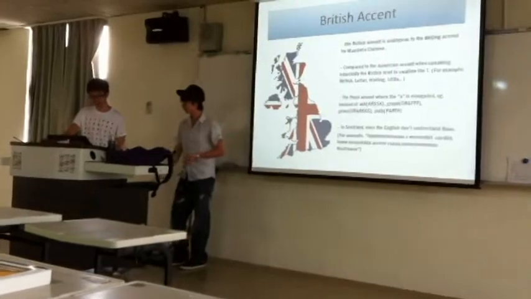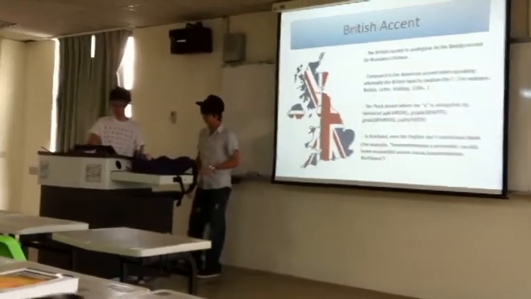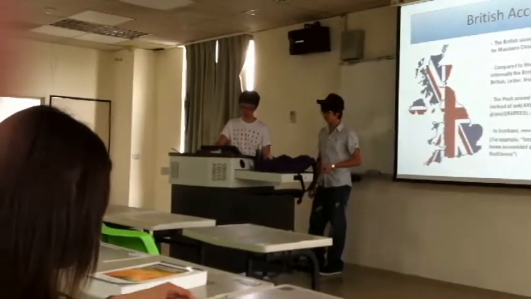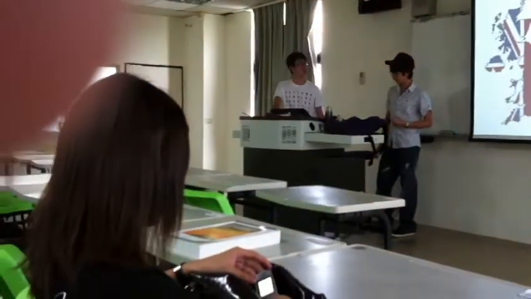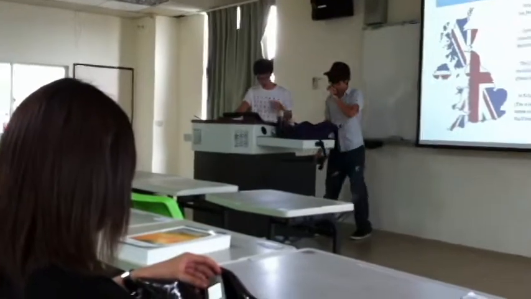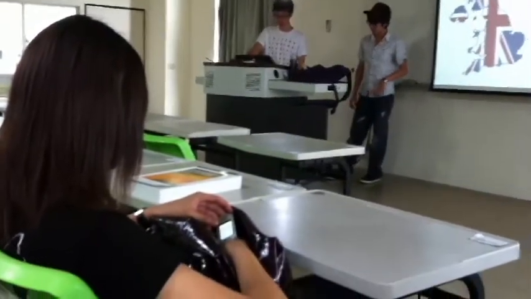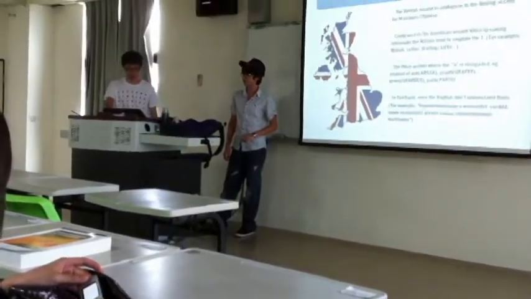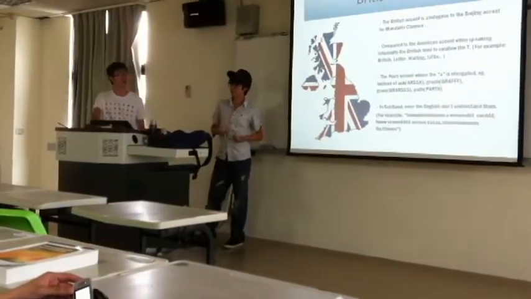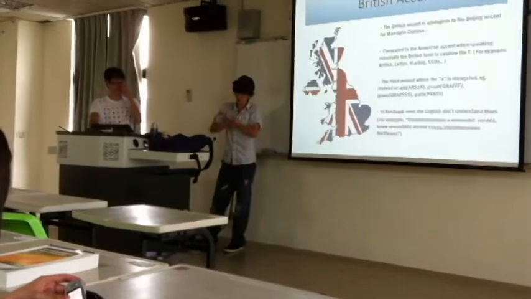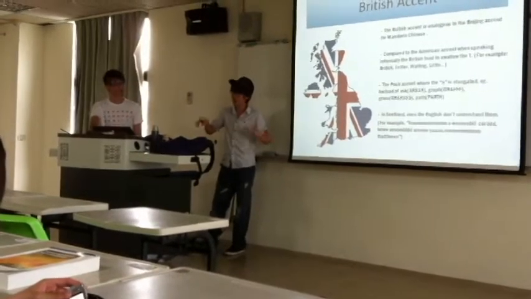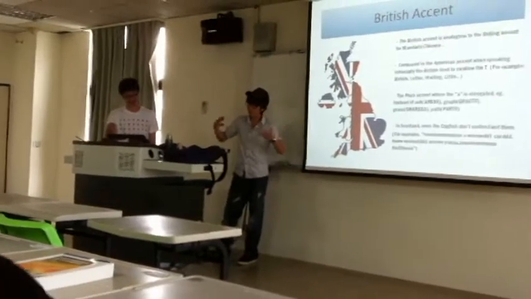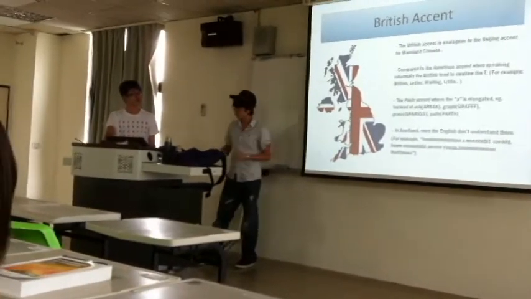The British accent is analogous to the Beijing accent for Mandarin Chinese. Compared to the American accent when speaking informally, the British tend to swallow the T. So for example, when they say British English, they don't say British, they go "Bri'ish." Like letter, "le'er." Waiting, "wai'ing." Little, "li'le."